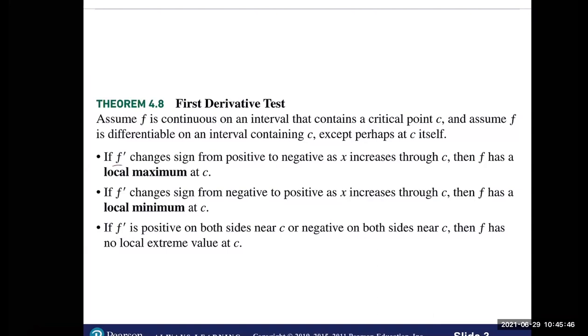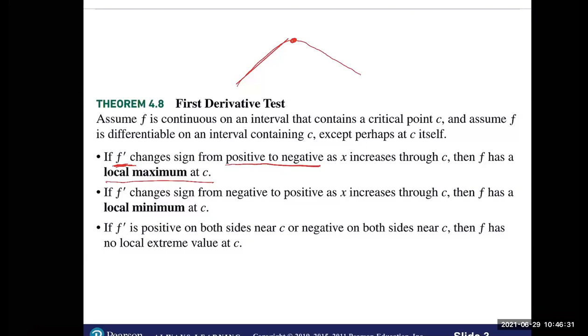Okay, if your first derivative changes sign from positive to negative, think about what that means. If the derivative is positive, that means your function is increasing. But then the derivative becomes negative, which means the function starts to decrease. So if your derivative changes sign from positive to negative, that would be a maximum point. And notice it says f has a local maximum. It may not be the very highest point on the graph, but it's a place where your graph will peak.